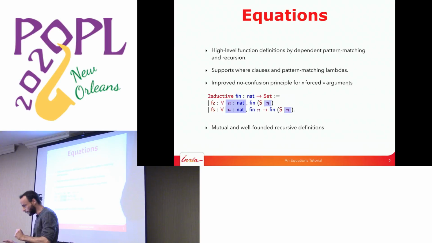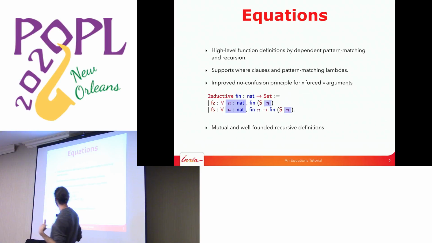Just to summarize, you get high-level function definitions by dependent pattern matching and recursion. It supports the with clauses, also pattern matching lambda, so you can write anonymous pattern matching functions in the bodies of equations. You have this improved no confusion principle, which is derivable only for forced arguments. So you can check if pattern matching on an inductive data type, which is indexed, is going to need K or not by trying to derive this no confusion principle.